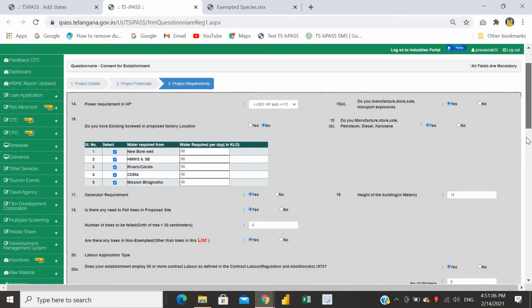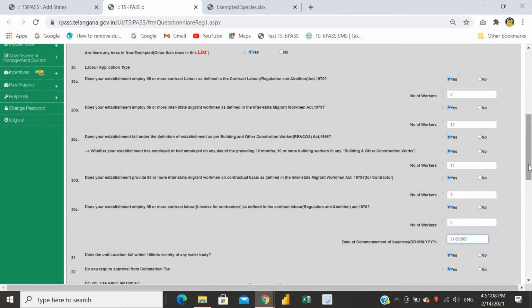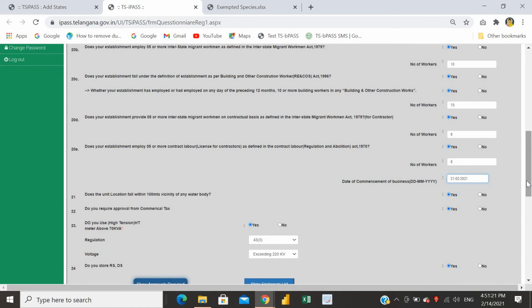This 5 or more, 10 or more is because the act applies only to an establishment if it employs more than 5 people or more than 10 people under the various rules or the various sections of the act. So that is why it is asking 10 people or more, 5 people or more.